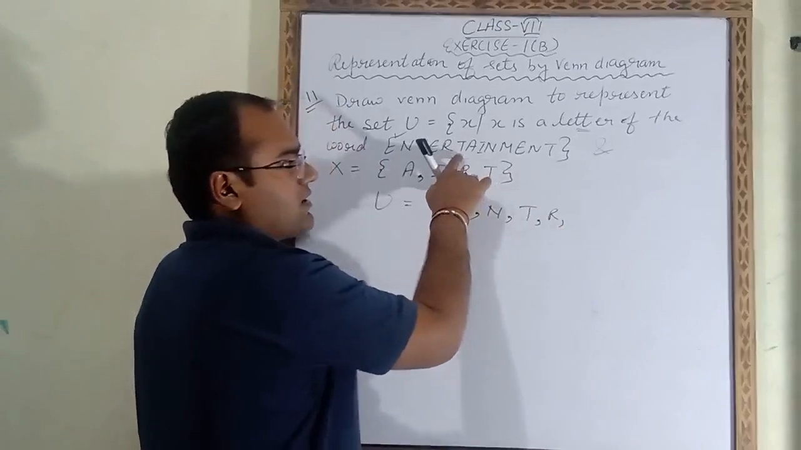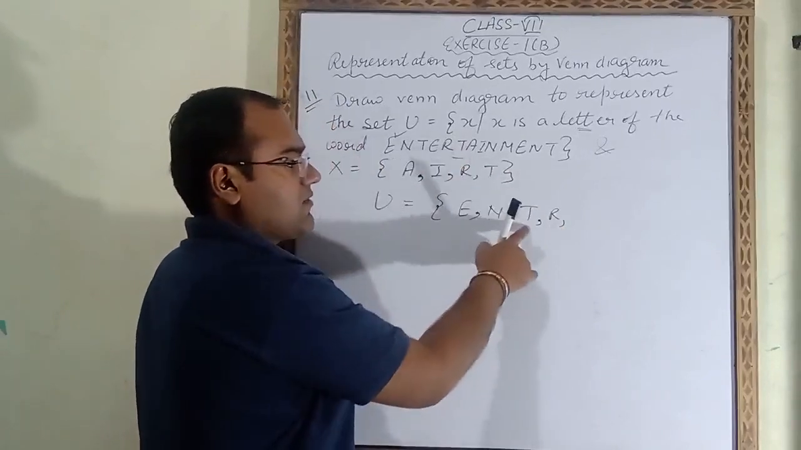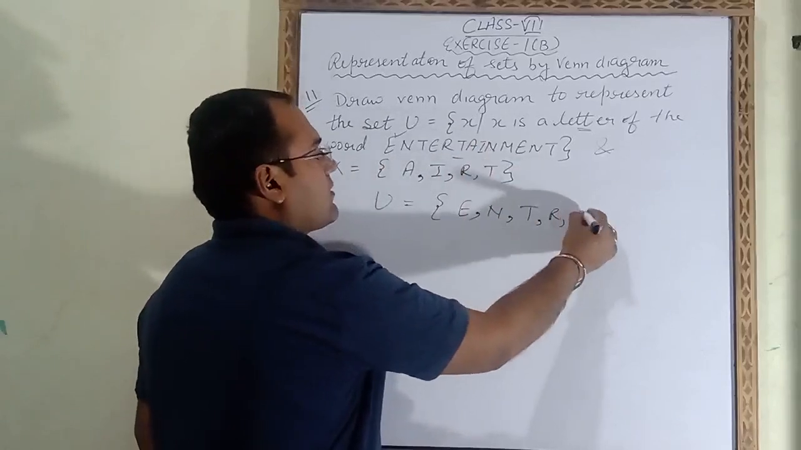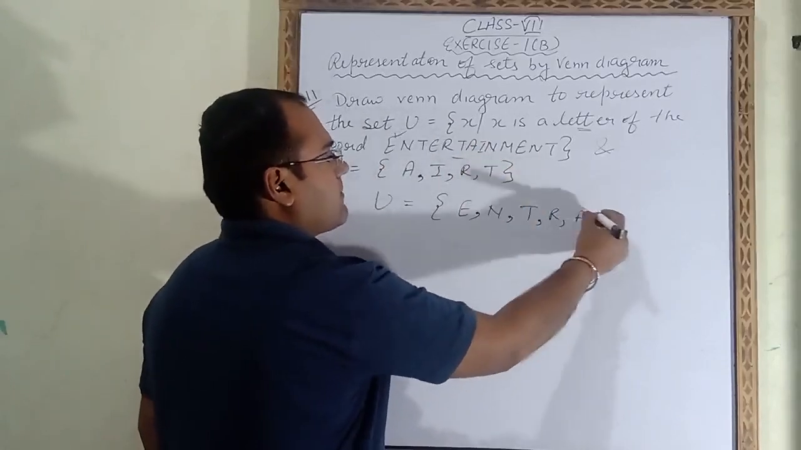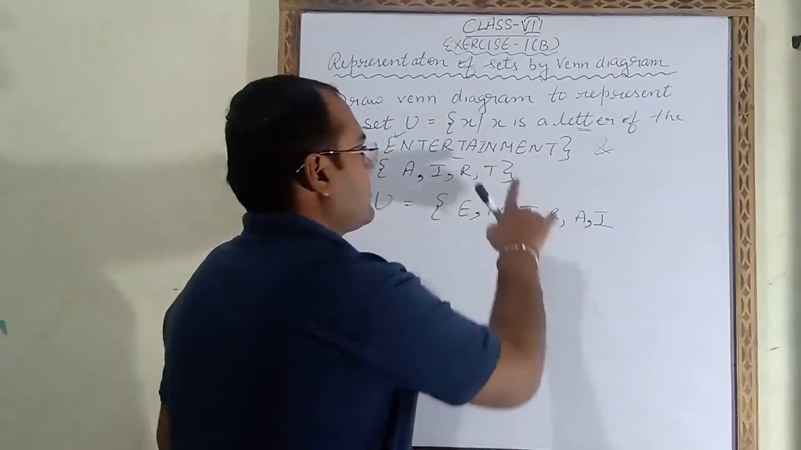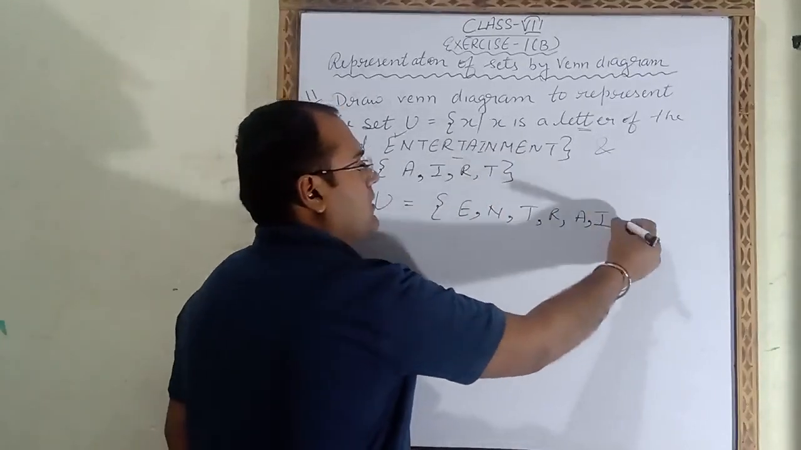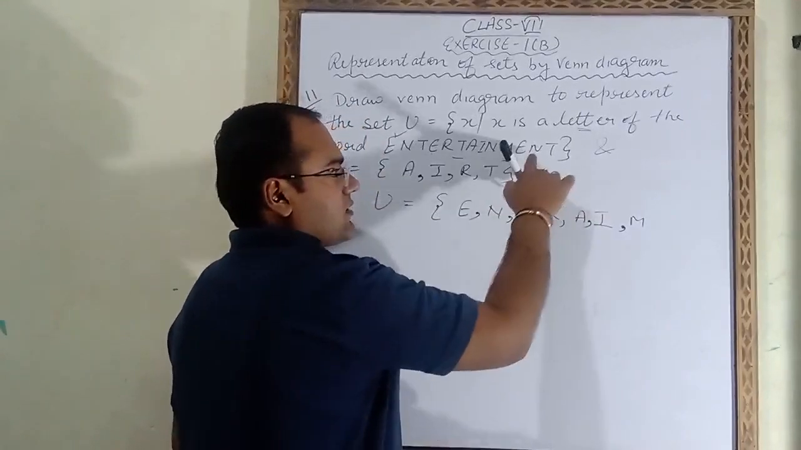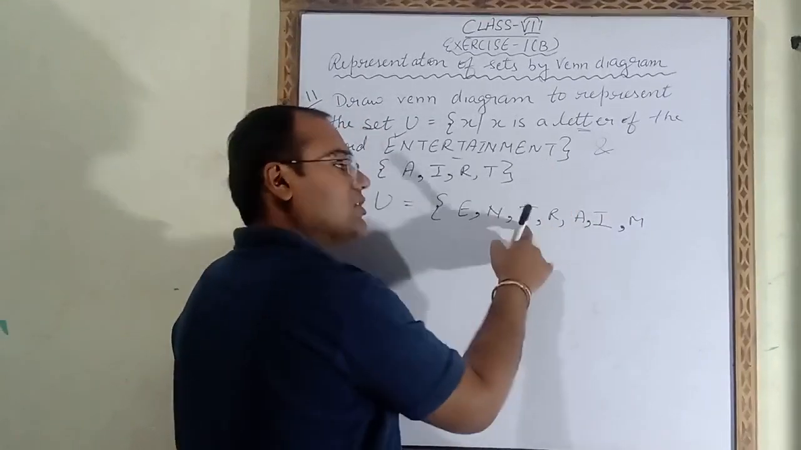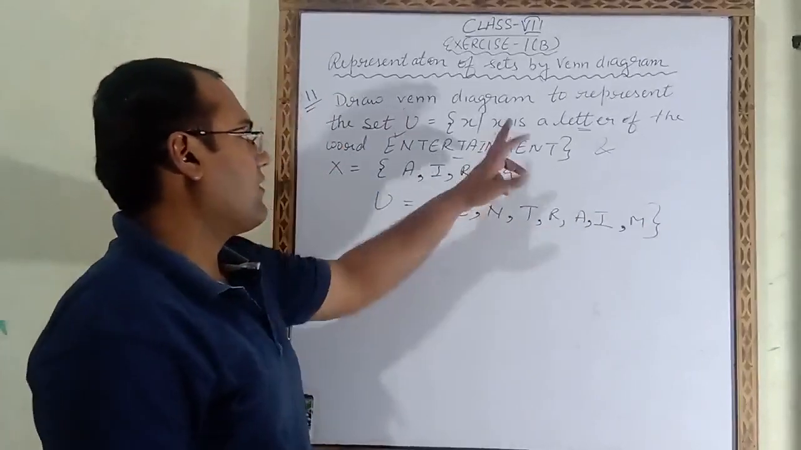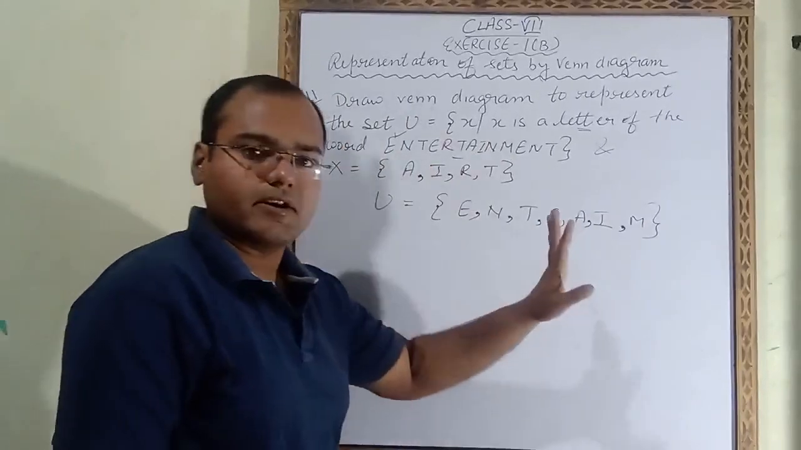R, T. After R, T is there, but T we had already written, so we will not write T. A, I. After I, N is there. N we had already written. M. E already written. N already written. P also. So these are the letters of the word entertainment.